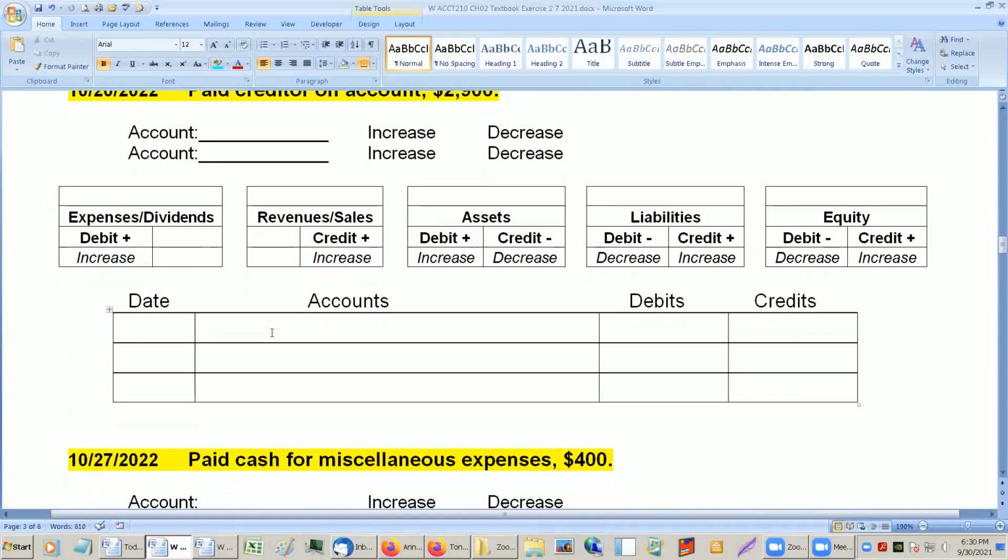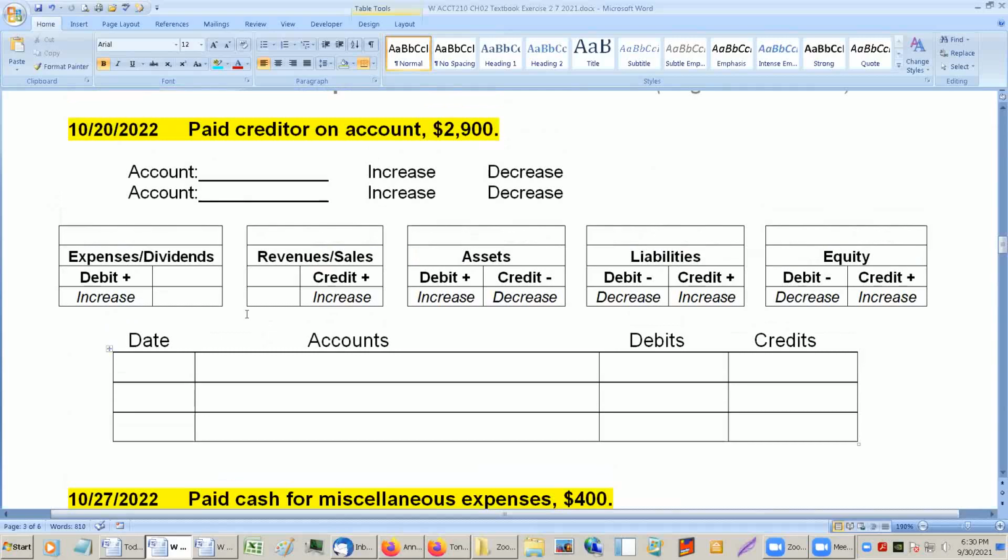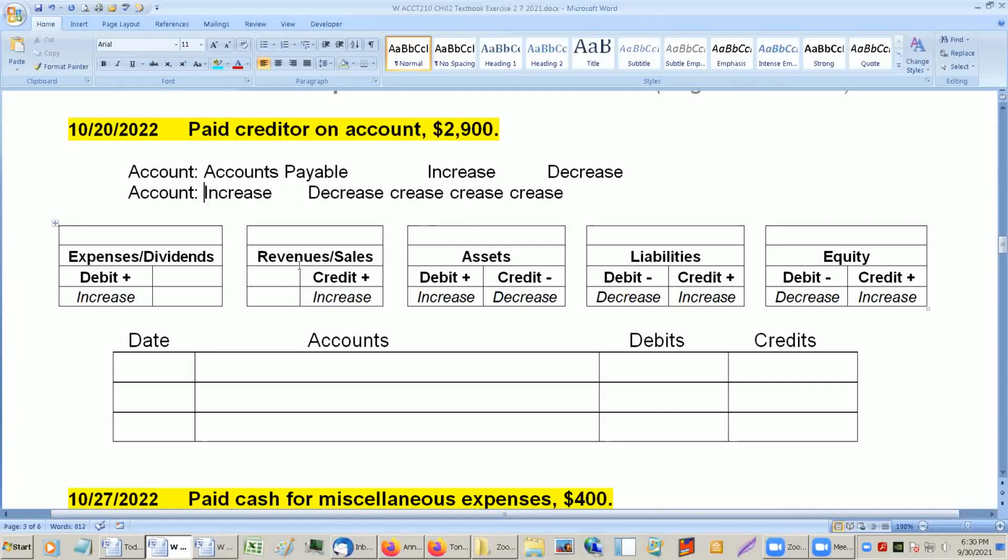1020. Paid creditor on account. What accounts? Accounts payable. Yep. And cash. Yep. Okay, so accounts payable and cash.